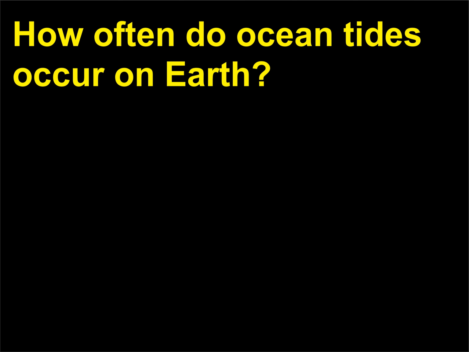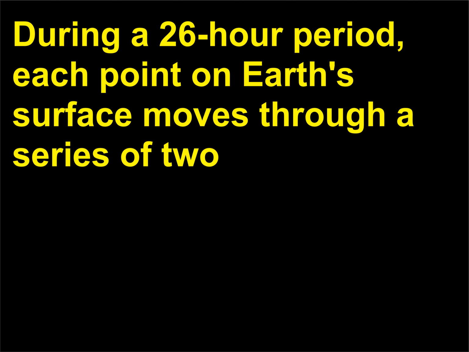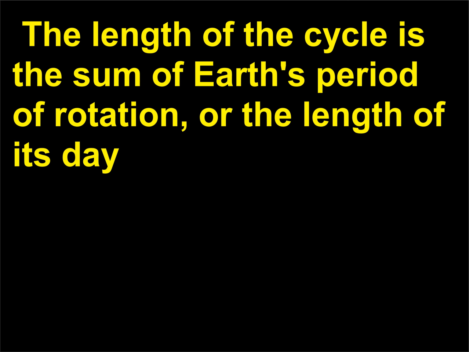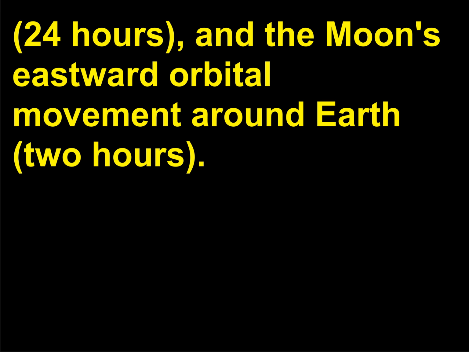How often do ocean tides occur on Earth? During a 26-hour period, each point on Earth's surface moves through a series of 2 high tides and 2 low tides, first high, then low, then high again, then low again. The length of the cycle is the sum of Earth's period of rotation, or the length of its day, 24 hours, and the Moon's eastward orbital movement around Earth, 2 hours.